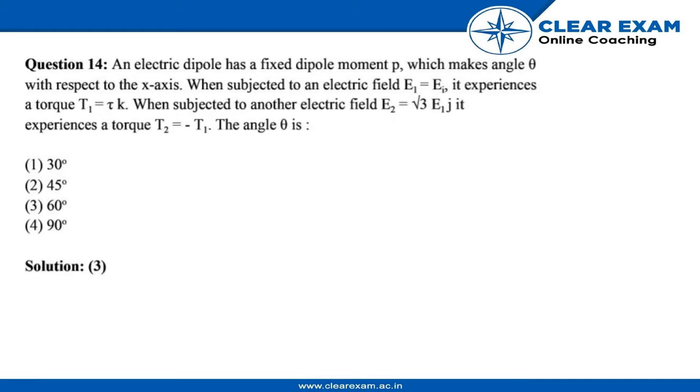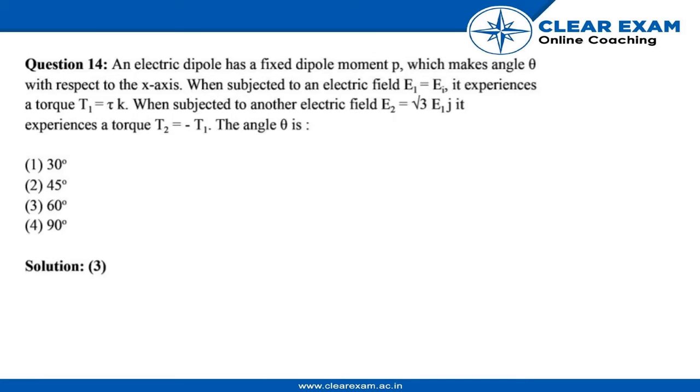When subjected to another electric field E2 = √3 E1 j, it experiences a torque T2 = minus T1. The angle theta is: first, 30 degrees; second, 45 degrees; third, 60 degrees; fourth, 90 degrees. Try to solve this question.